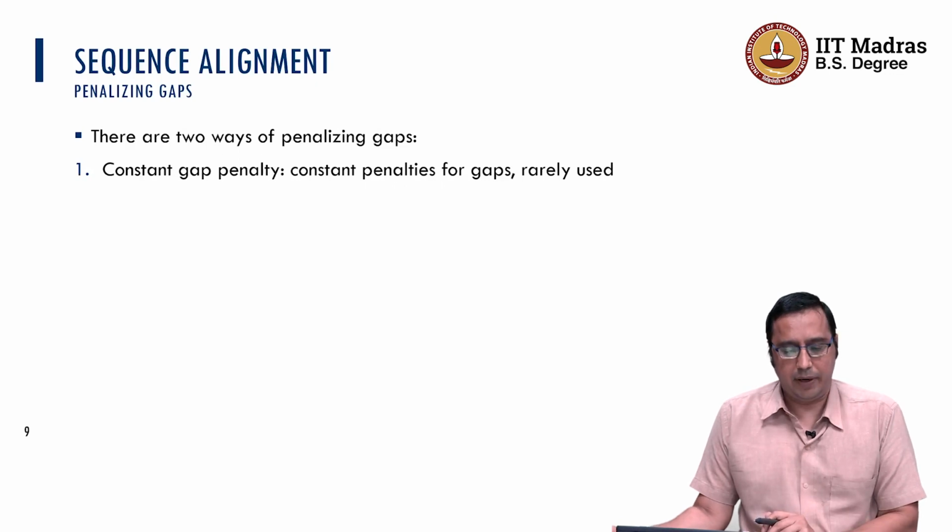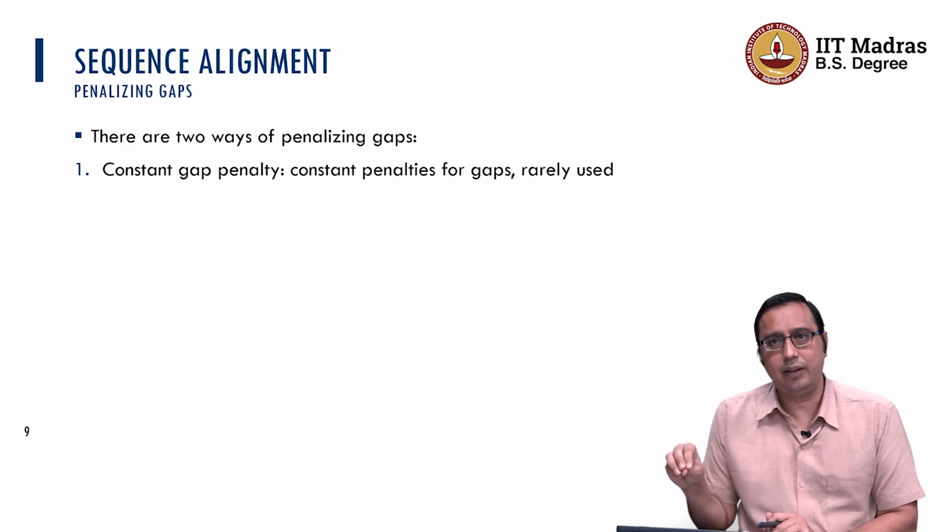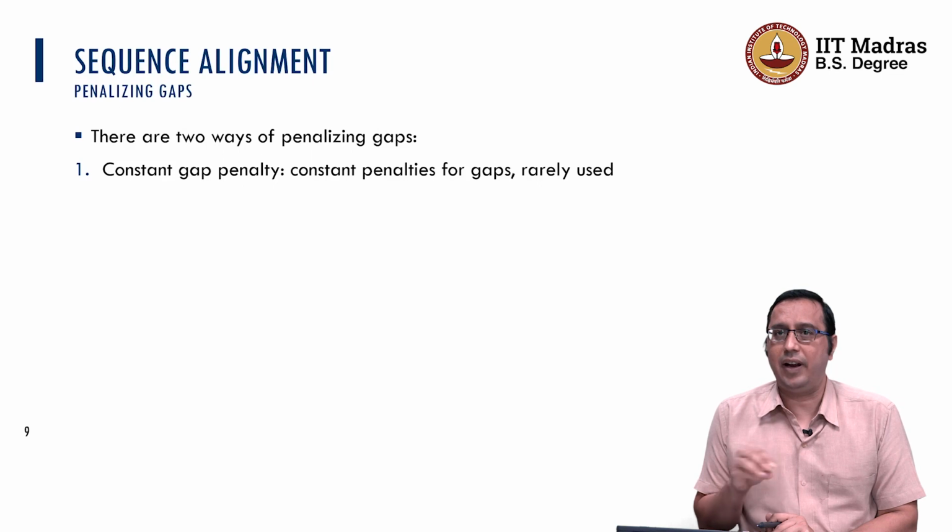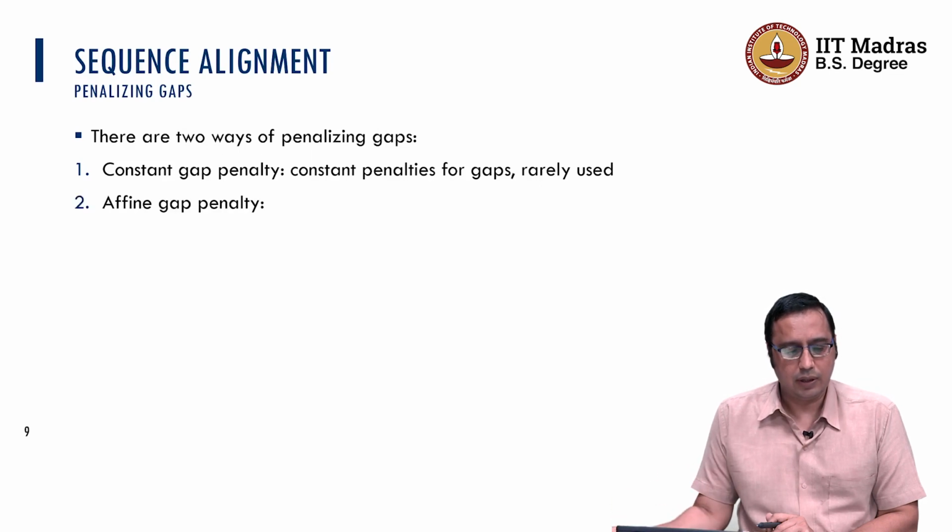First one is the constant gap penalty. So, we provide a constant penalty for each gap. We do not worry about whether it happens consecutively, means one after another, or happens rarely. We apply constant gap penalty. And to mimic or to resolve the real problems, what we need to do is to use another kind of penalty which is called affine gap penalty, and we'll see why affine gap penalty is useful.